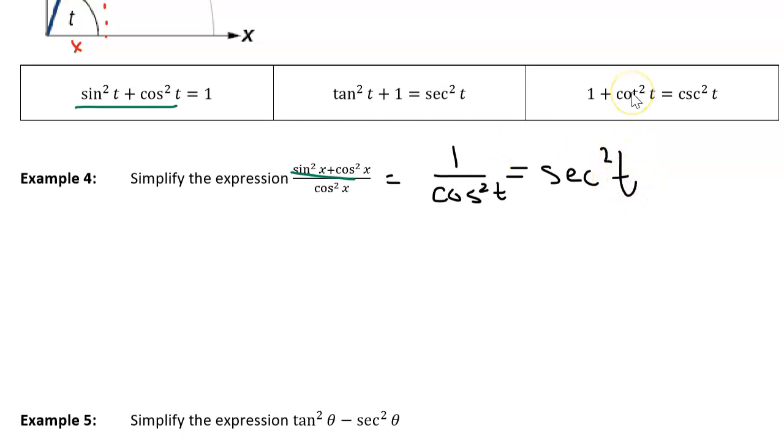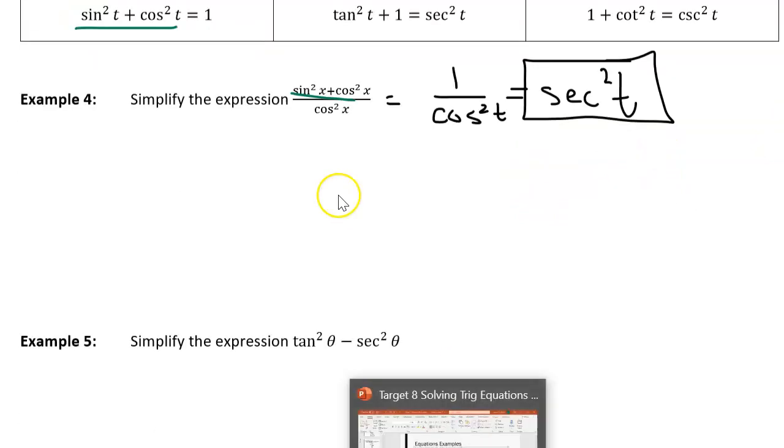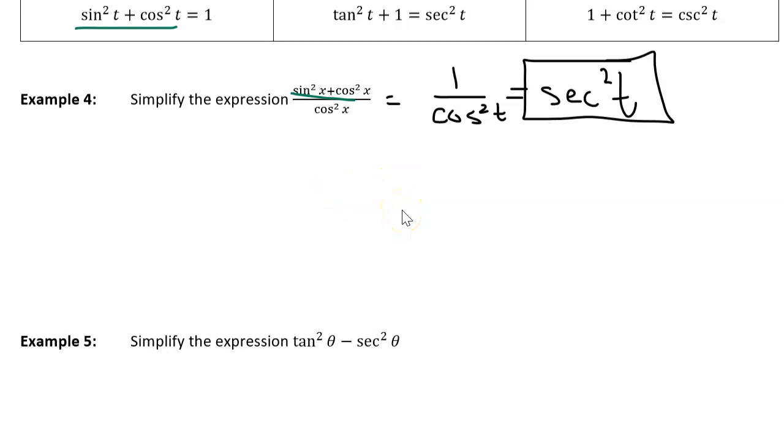And so this can be our final answer. We could actually keep going. We know that secant squared is equal to tangent squared plus 1, but generally speaking, if you can get it down to a single term, that's going to be your simplest form. Next example, we have: simplify the expression tangent squared minus secant squared.